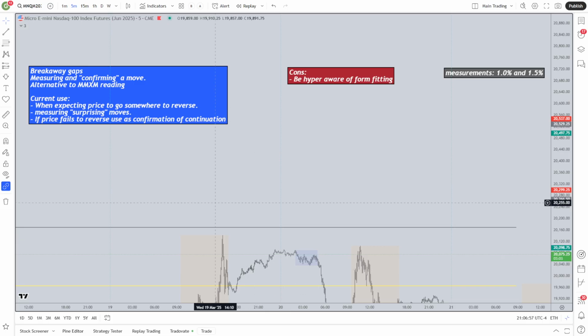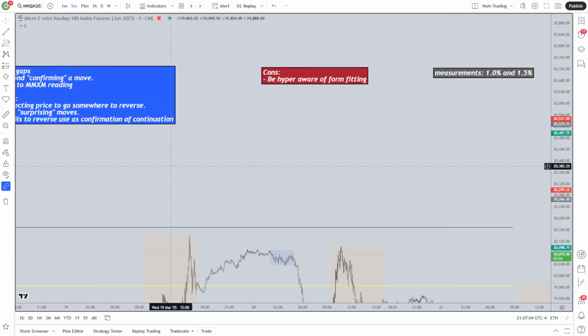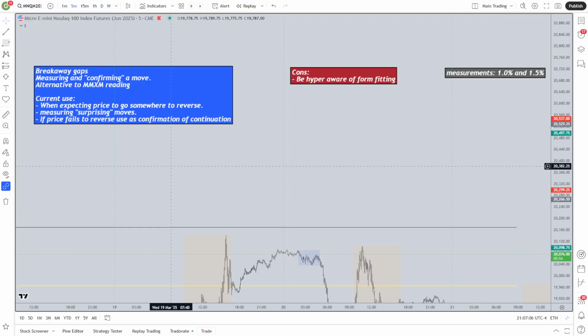All right, breakaway gaps. An alternative to market maker buy and market maker sell model reading. A couple of things to talk through. So I'm gonna go through the study, when to use them.